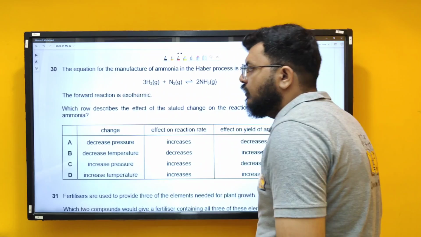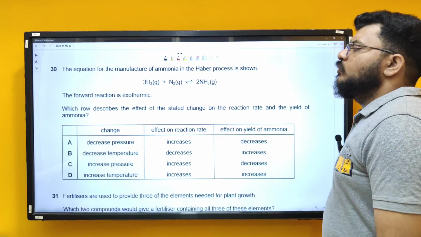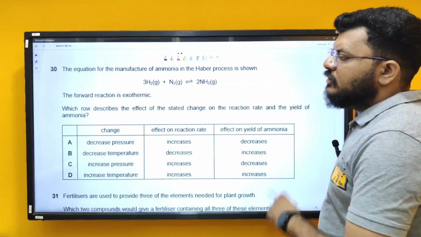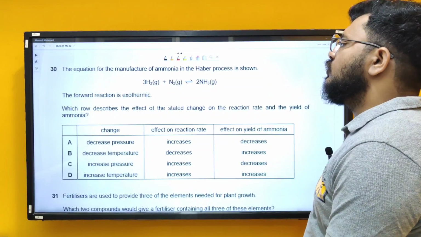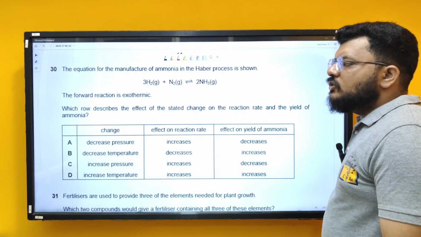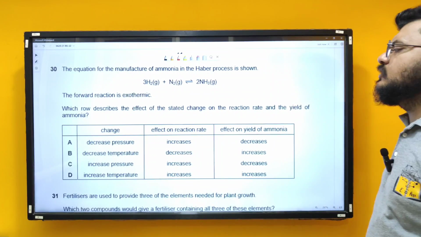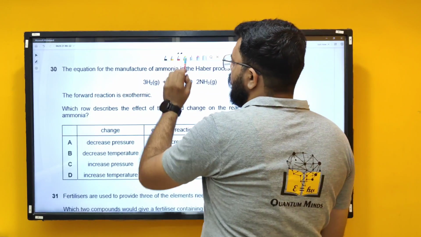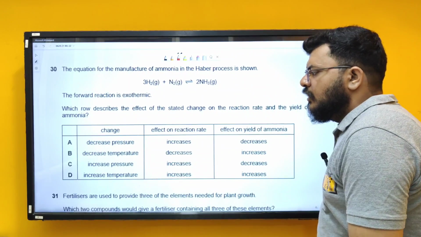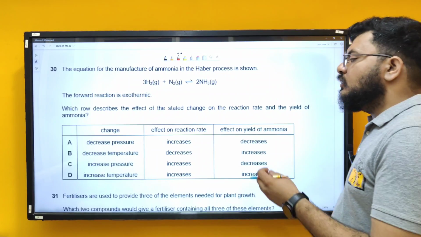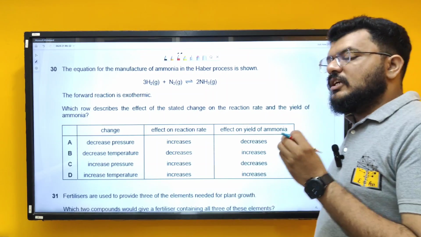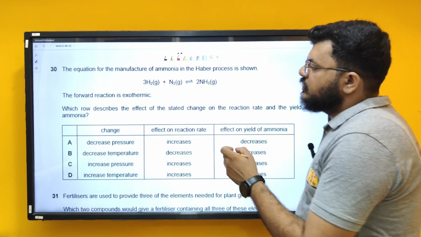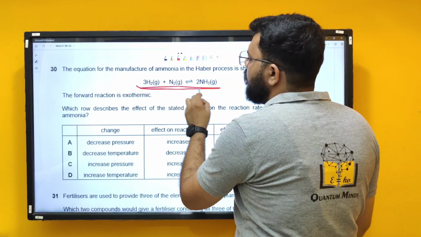Question 30 we have. The equation for manufacture of ammonia in the Haber process is known. The forward reaction is exothermic. 3H2 plus N2 gives 2NH3. Which row describes the effect of stated change on the reaction rate and the yield of the ammonia? So first option is decrease pressure. Effect on reaction rate: the change of pressure does not change the rate of reaction. It only changes the equilibrium.